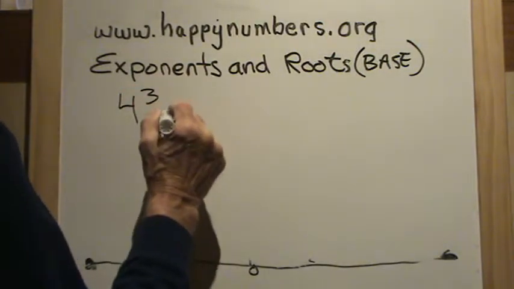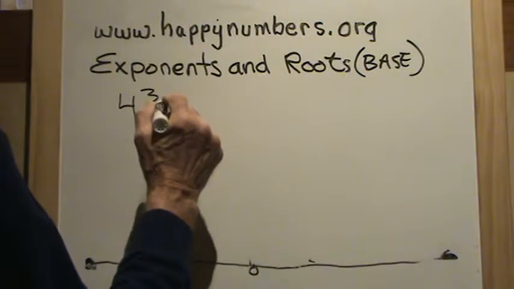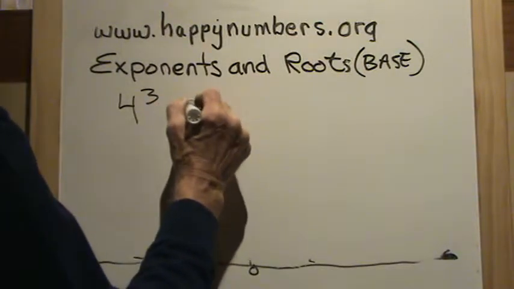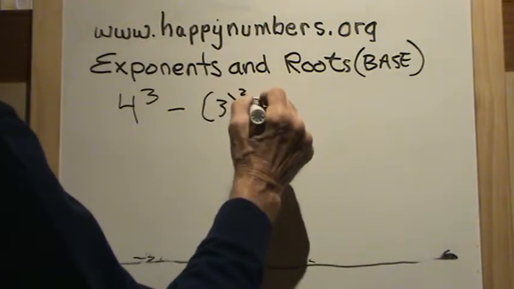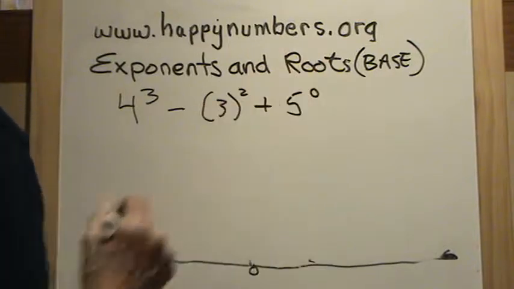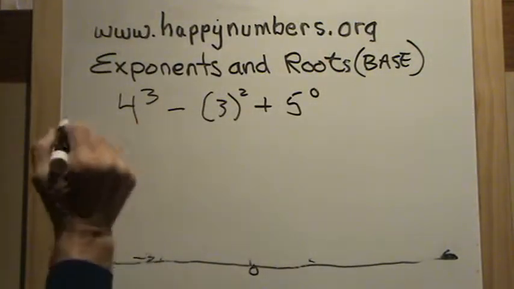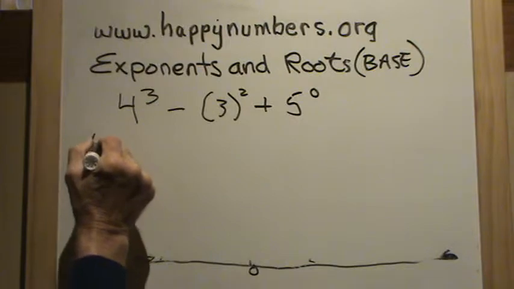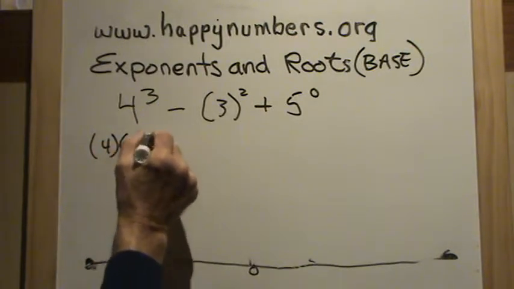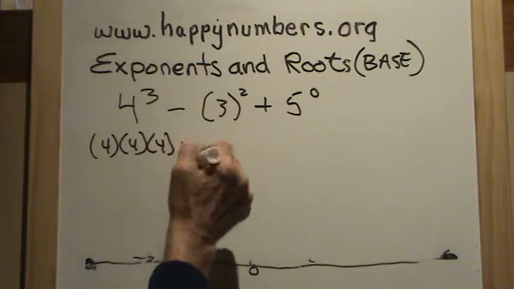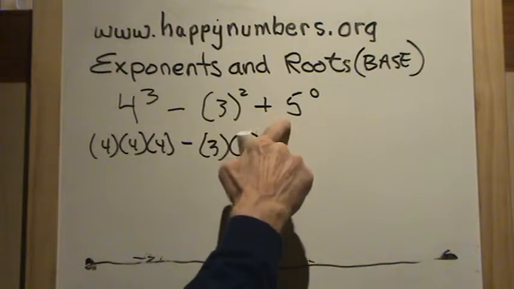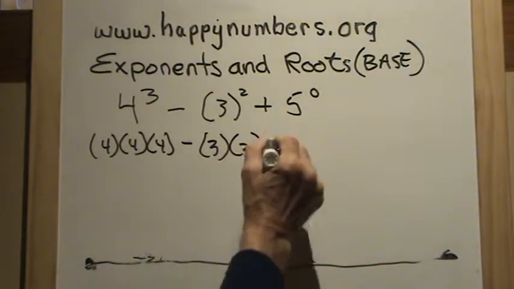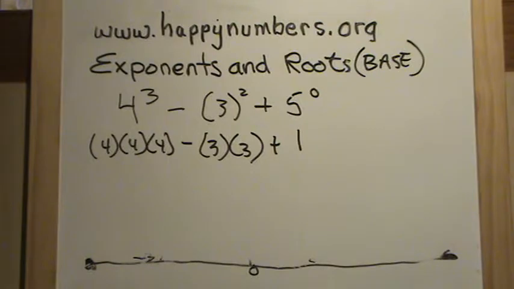4 to the third power minus 3 squared plus 5 to the 0 power. Well, 4 to the third power we know is 4 times 4 times 4, minus 3 squared we know is 3 times 3, and 5 to the 0 power, we know that as just 1. Any number to the 0 power is just 1.